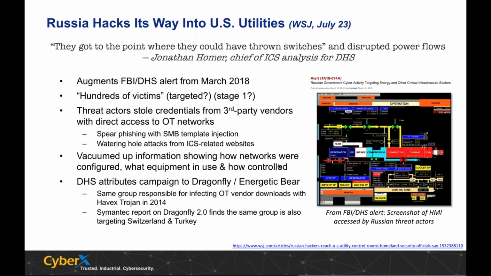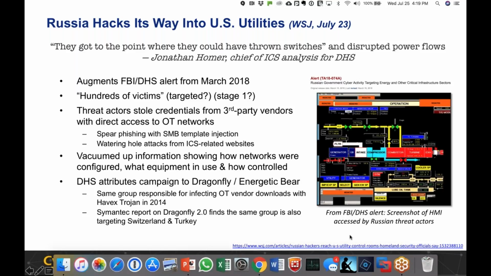And again, this was based on interviews that the author of the Wall Street Journal article had with folks from the DHS, in which they talked about how this information was vacuumed up. And the DHS attributed this to a different group, not Fancy Bear, but a group called Energetic Bear, or also called Dragonfly. It was named by Symantec. The same group that you may remember in 2014 infected vendor downloads from OT vendors with a Trojan. So if you were downloading an update to your controller or your HMI, you would inadvertently get this Trojan. So it was a very clever approach for the threat actors to get into your environment, again, bypassing any perimeter security you might have. And the Symantec report from a few months ago also found that it's not just the US, they're also going after other geographies like Switzerland and Turkey. And on the right, you'll see a screenshot that the FBI DHS alert said was accessed by Russian threat actors. So showing they're trying to really get the information they need to be able to go after our industrial control systems.